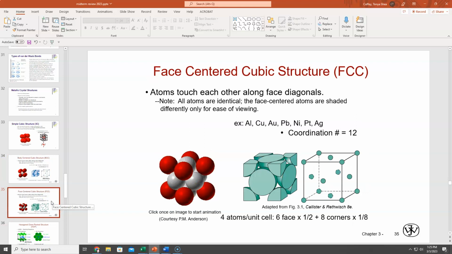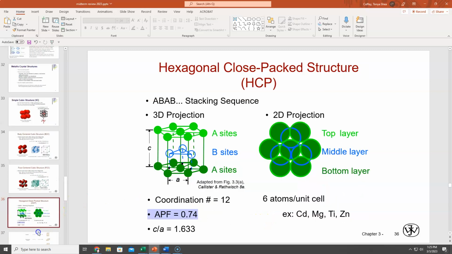Face-centered cubic, FCC, is a tighter packing structure still. There's an atom on each corner of the cube and then an atom in the middle of each face of the cube. And it looks like this. Some examples of this: aluminum, copper, gold, lead, nickel, platinum, silver. They have more nearest neighbors. You can see its coordination number is 12, and there's 4 atoms per unit cell. So you can see that this would be a tighter, more densely packed structure.